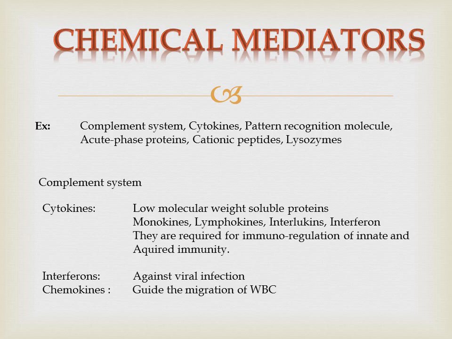What is the function of it? If there is secretion of interferons, they will work against viral infection. If there is secretion of cytokines, it will help the migration of WBCs, that is the white blood cells. As well, cytokines are required for the immune regulation of innate and acquired immunity. How are these WBCs produced? By the process of hematopoiesis. I have a separate video on hematopoiesis. If you want, you can go through it.